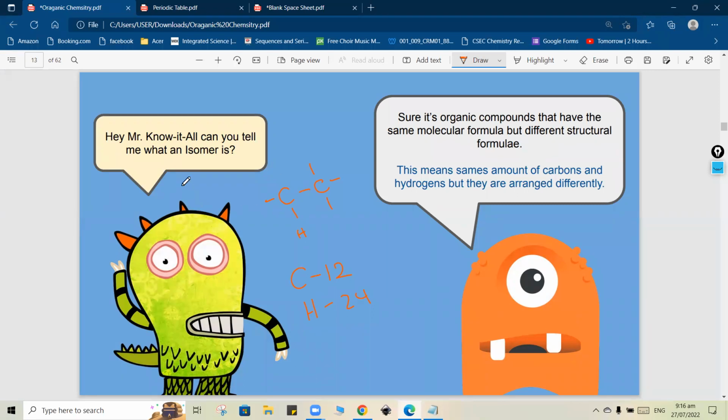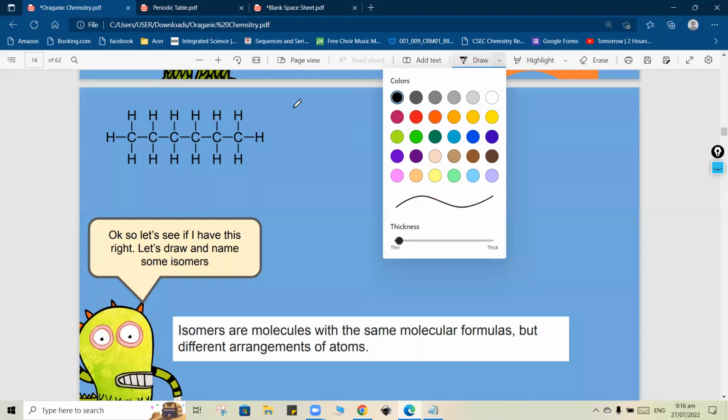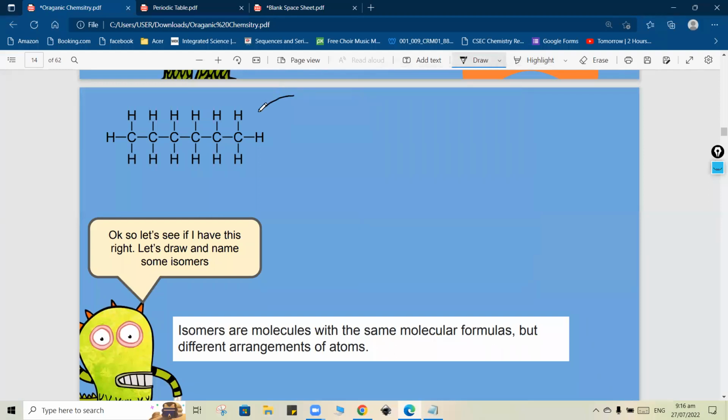But let me show you an example. On the screen in front of you, I would like you all to draw this and send me the name of this alkane. And I know it's an alkane because it only has carbons and hydrogens, and there are no double bonds. Look at the diagram carefully. There are only single bonds. So I know this is an alkane for sure.